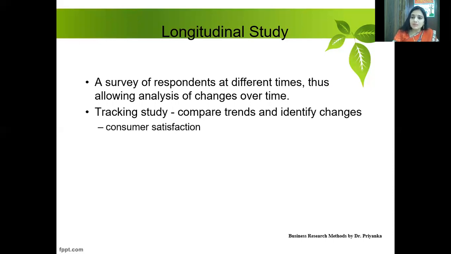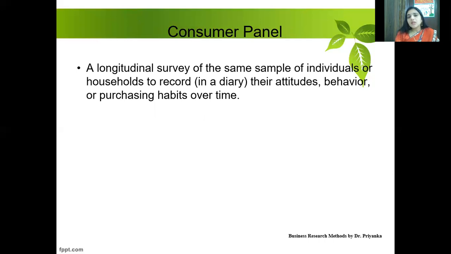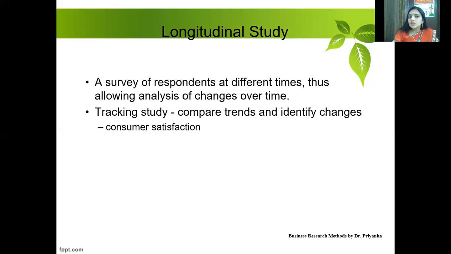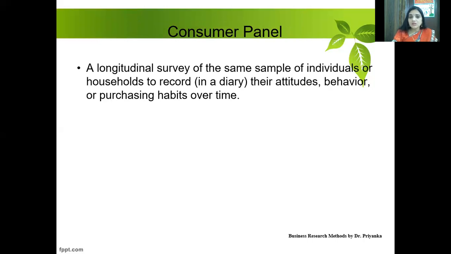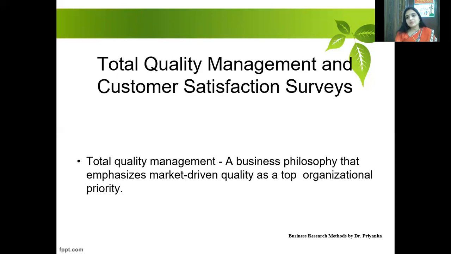This is basically, for example, consumer satisfaction. Consumer panel, a longitudinal survey of the same sample of individuals or households to record their attitudes, behavior, or purchasing habits over time. When we go for a longitudinal study, we are just trying to check the consumer satisfaction level. But when we check this consumer satisfaction level almost every year, that is called a consumer panel. We try to make a database on the basis of their attitudes, their behaviors, and their purchasing habits.